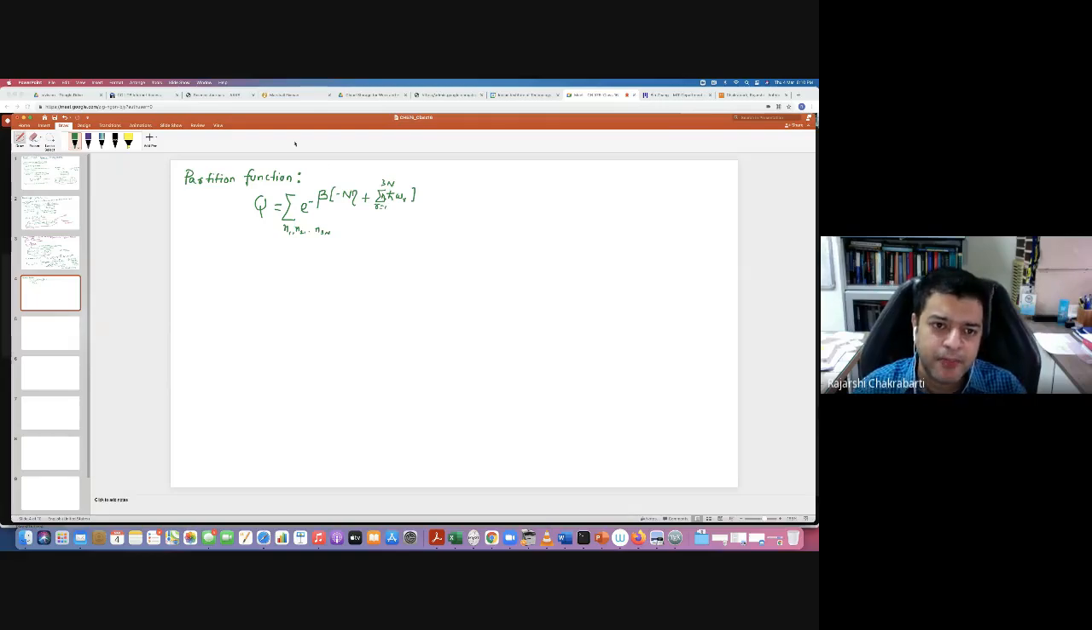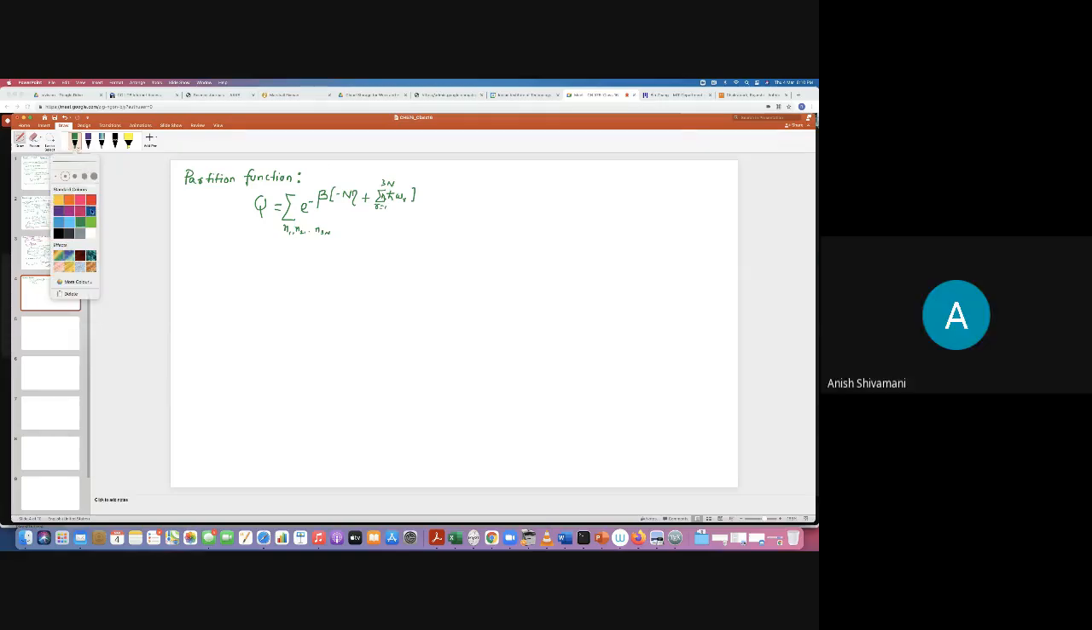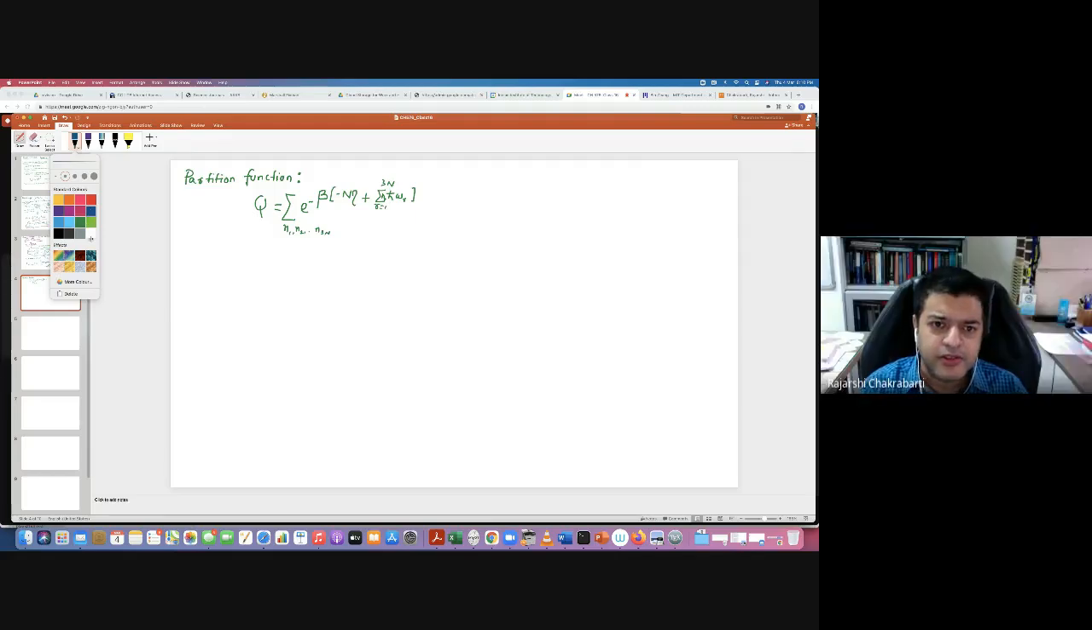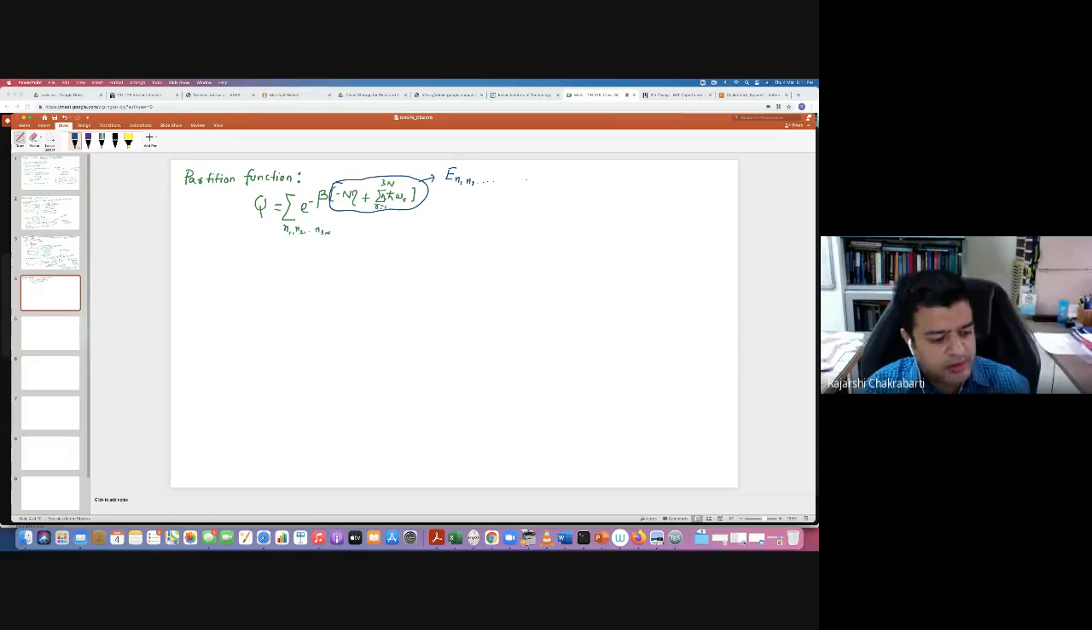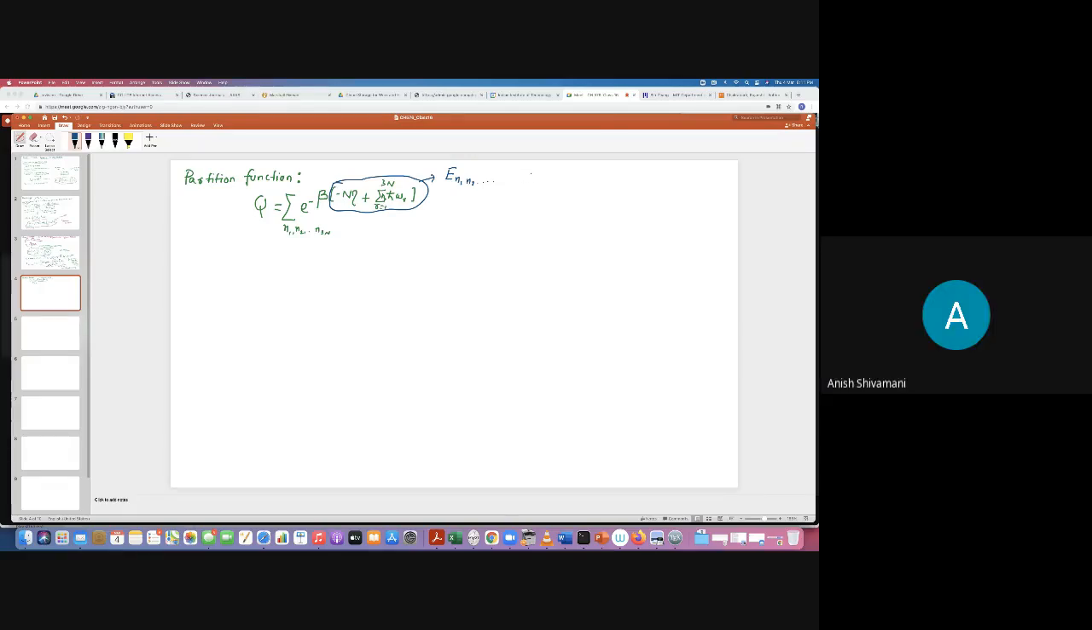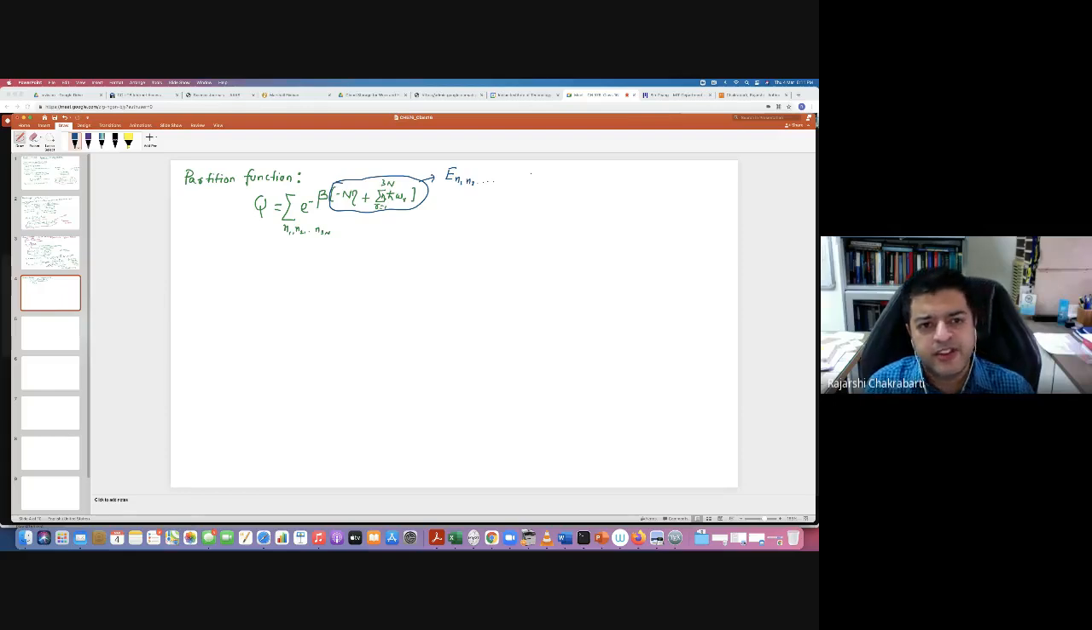This is the partition function. How many of you understood this? Very easy, because this part is your E. Is this clear? And you know that partition function is the sum over exponential of minus beta E. So what will be the next step? How can you do this sum?